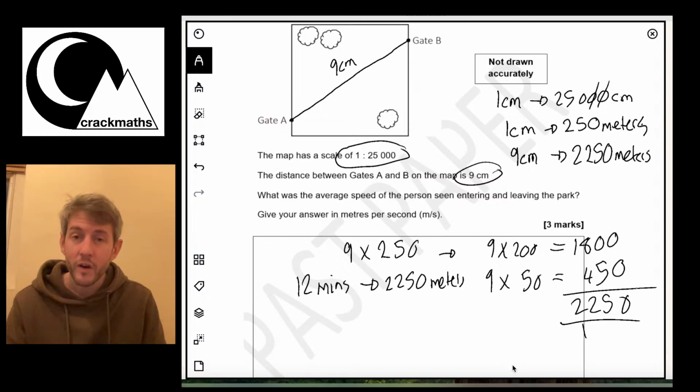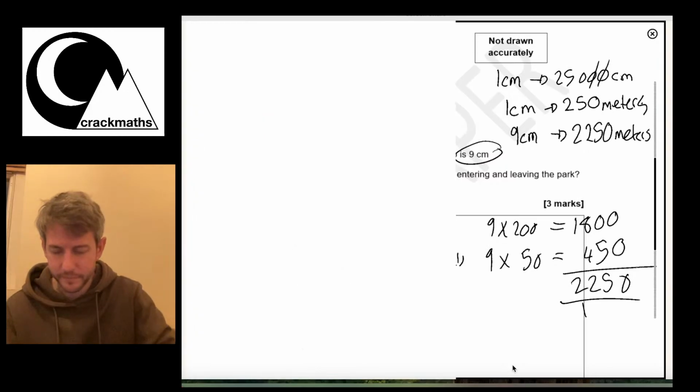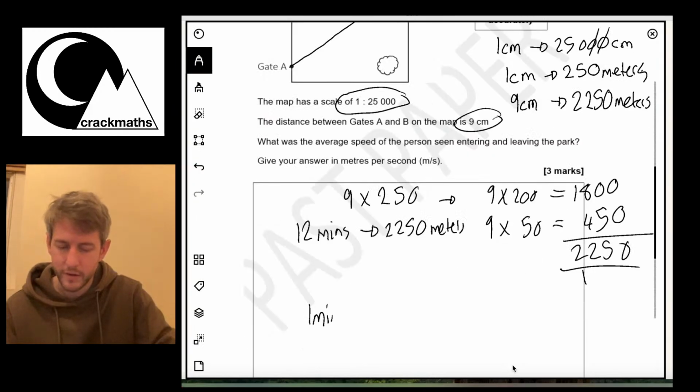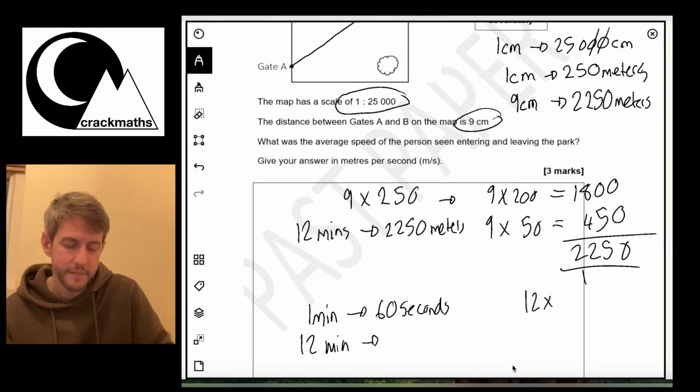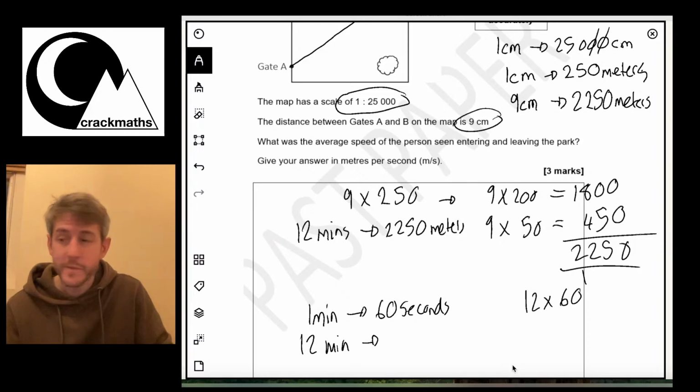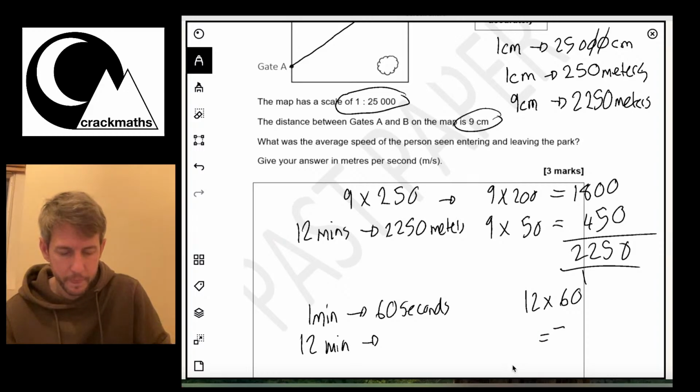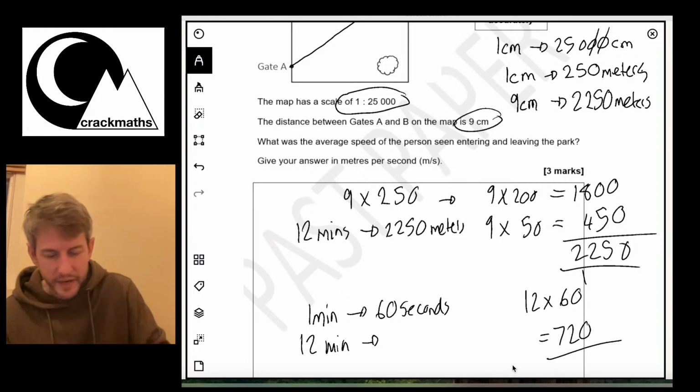First of all, we need to go from minutes to seconds. So 1 minute is 60 seconds. That means 12 minutes is going to be 12 lots of 60. So 12 times 60. Well, 12 times 6 is 72, and then I add the 0. So there we go, 12 minutes is 720 seconds.